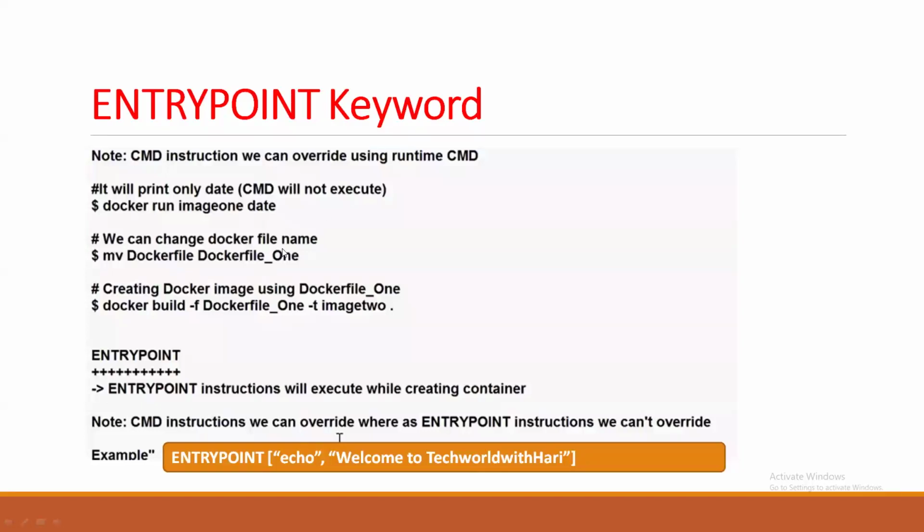So we can change the Dockerfile name by using the move command, and create a Docker image using Dockerfile 1. If you use Dockerfile, that is the default one. If you create a different name, definitely you need to specify the path with hyphen f.